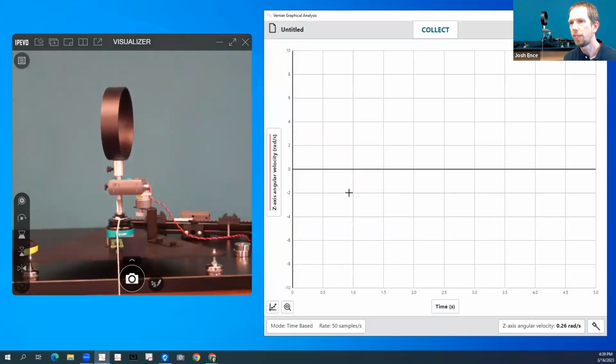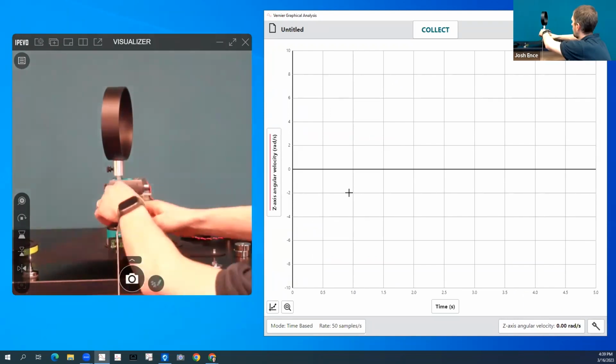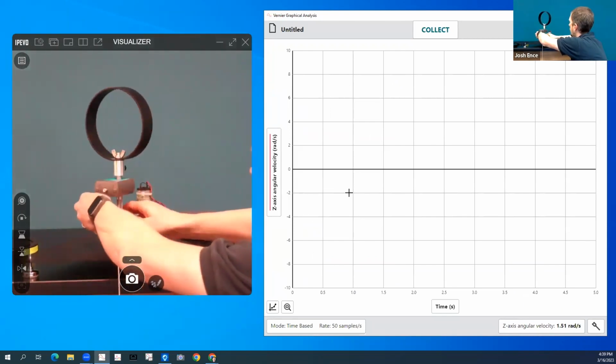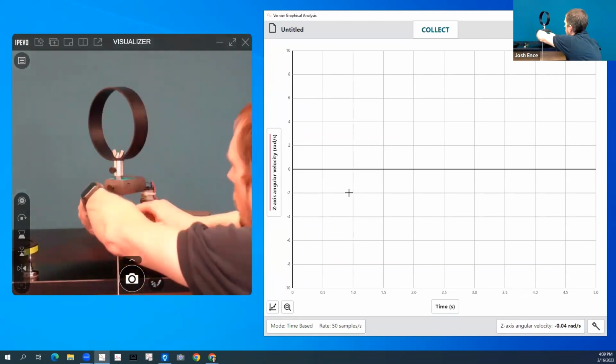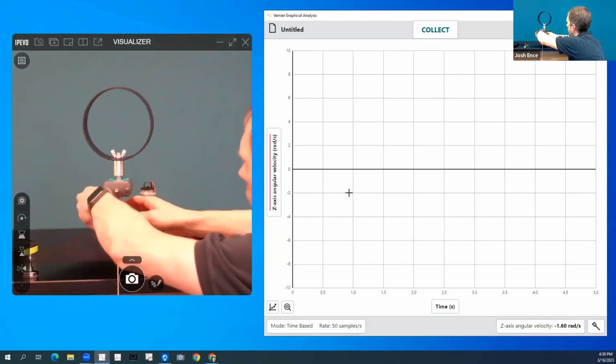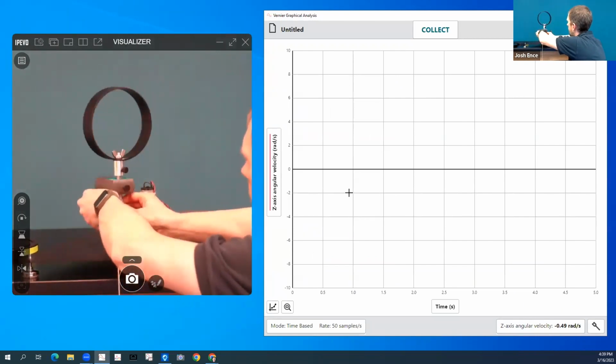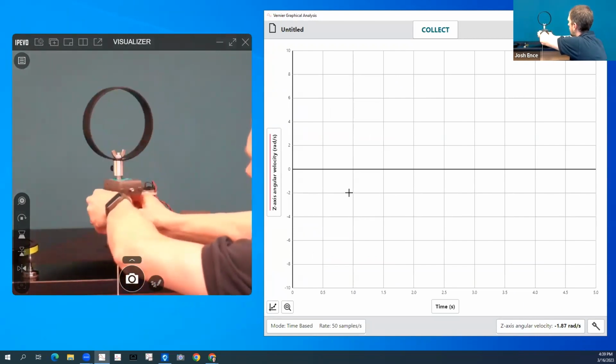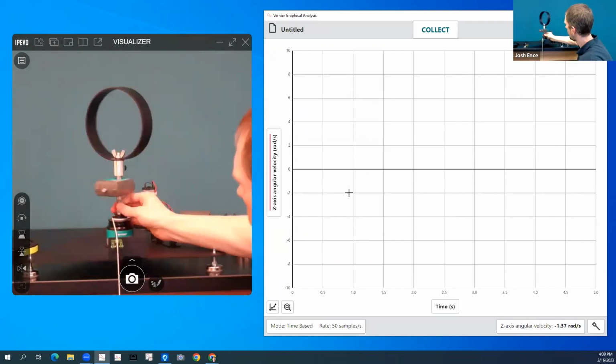So I've got one graph here. And the way this is going to work is I'm going to wind this up, and then I'm going to let that mass fall. And I'm going to look at the rotational acceleration from that graph.